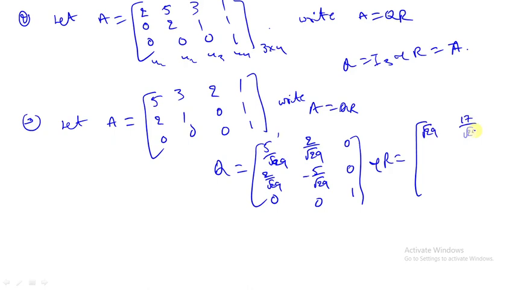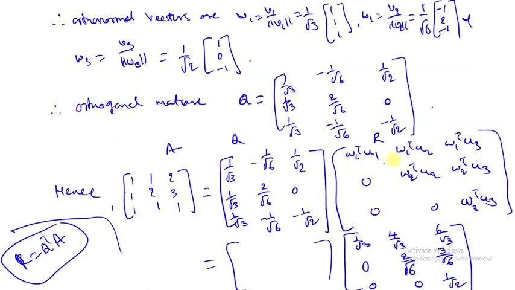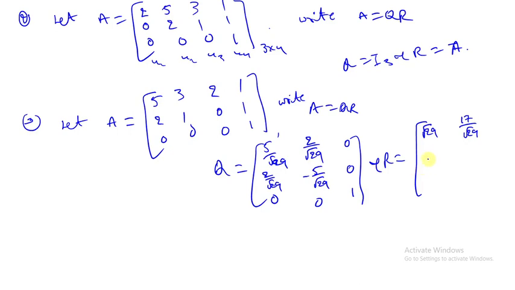Okay, one more thing. This one, W1 transpose U1. W1 is 1 by root 3, 1 by root 3, 1 by root 3. Actually, this is 3 by root 3, or you can say root 3. 1 by root 3 plus 1 by root 3 plus 1 by root 3. Then root 29, 17 by root 29, 10 by root 29. Yeah, we get this. We got a 3 by 3.